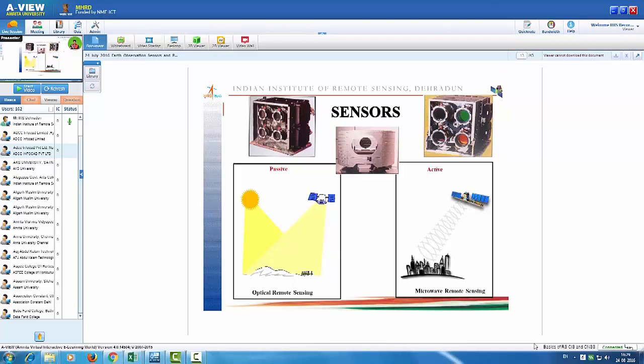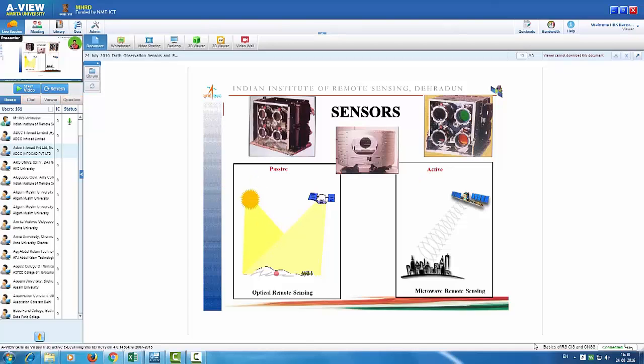Now coming to sensors. Normally, you know that sensors are categorized on the basis of energy source. So if the energy source is external, that is called passive remote sensing. That is also called optical remote sensing whenever we are not using the longer wavelength region. And active remote sensing sensors are those which have their own source of illumination.